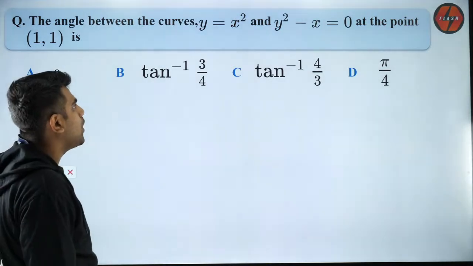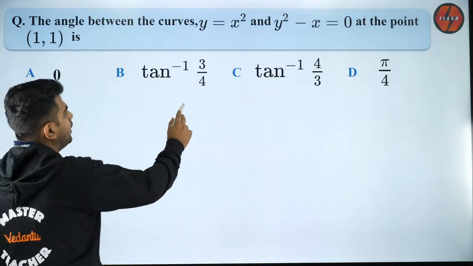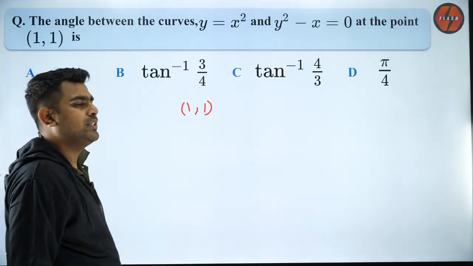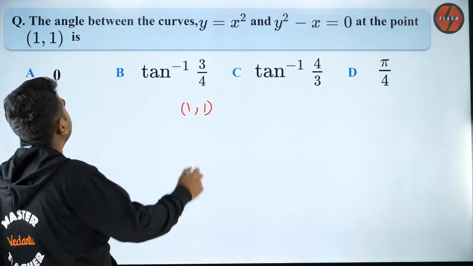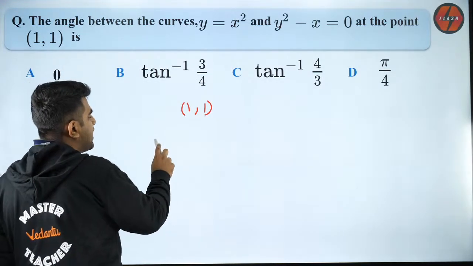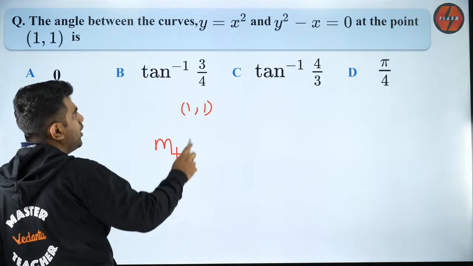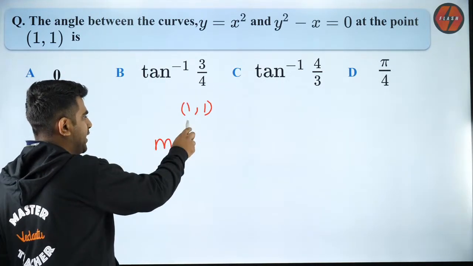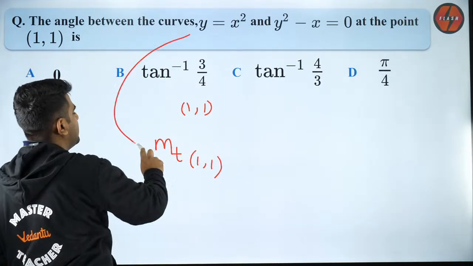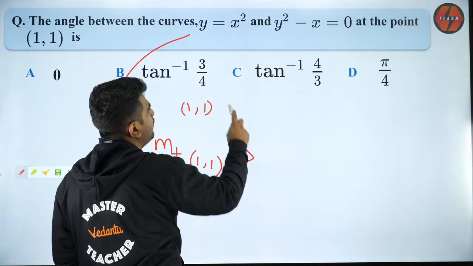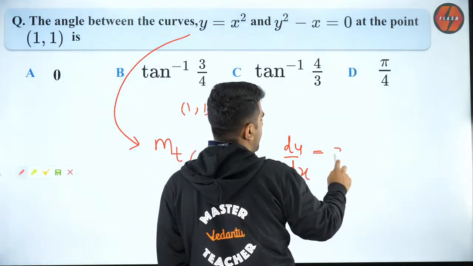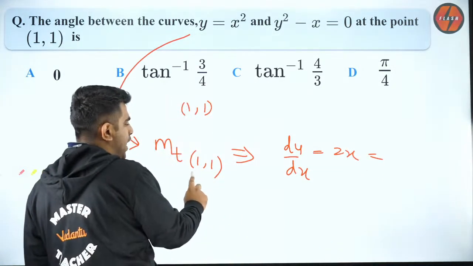So let me help you out with that, Sukda. Let's try to see how to solve this question. So first of all, we know that the common point is 1, 1. Okay. So how do we find the angle between the two curves? First of all, I need to get the slope of tangent for both the curves at this point. So slope of tangent at 1, 1 for the first curve, how do I do it? I differentiate it. So dy by dx is equal to nothing but 2x. So 2x, x is 1, na?